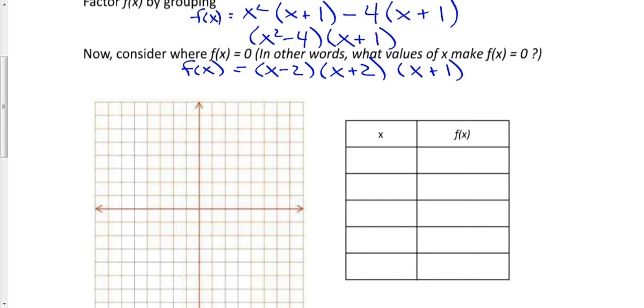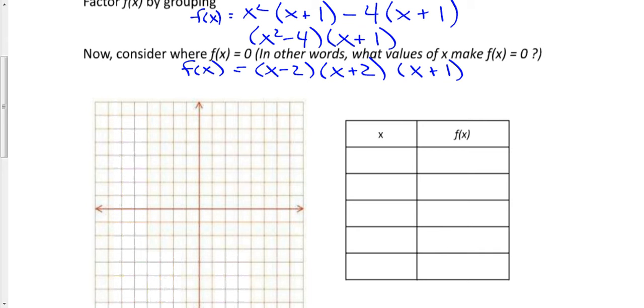Now, let's consider this burning question right now. Consider where f of x equals 0. Where does it equal 0? Go ahead, Morgan. Okay, why is Morgan saying that 2, negative 2, and 1, or negative 1, are zeros of this function?